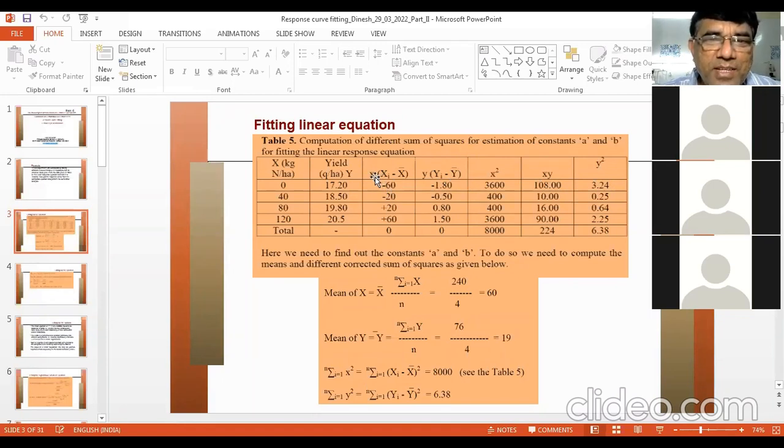For example, summation x is 0 and summation y is 0, because these are deviations against the mean. The total of small x square is 8,000. Summation xy is 224. And summation y square is 6.38. So you can see here summation x square is 8,000, and summation y square, 6.38, is the total sum of squares.